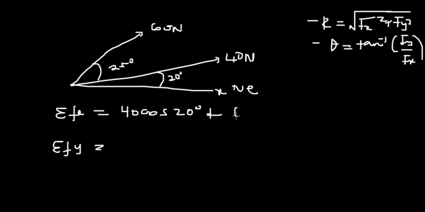For the 60 newtons, the angle lying between the 60 newton force and the x-axis, so we have cos, and from here you could notice that we have 25 degrees and 20 degrees, so we have 25 plus 20. When you compute all of this, let's punch this on our calculator. So we have 40 cos 20. So you end up with what?